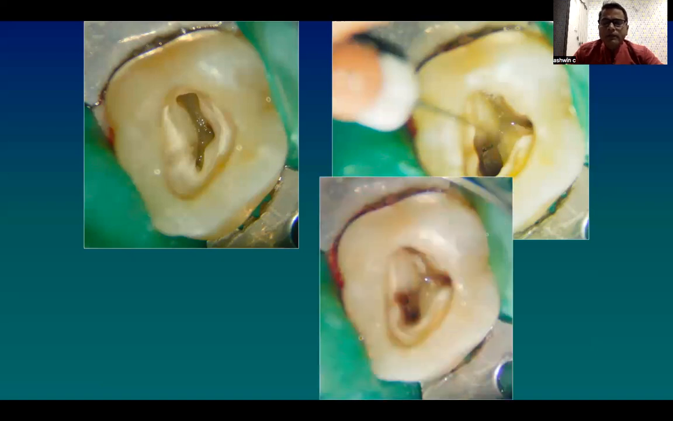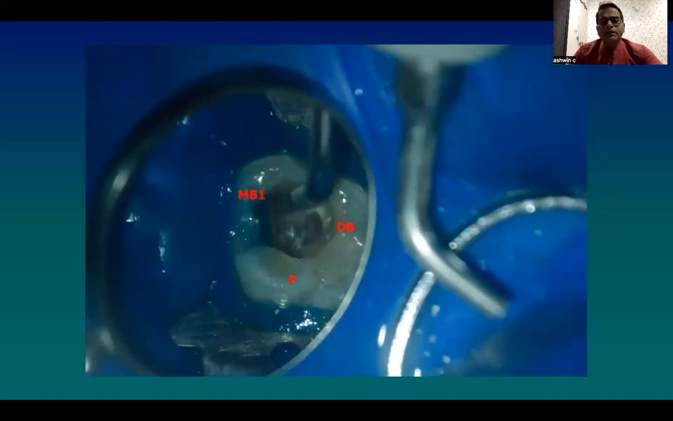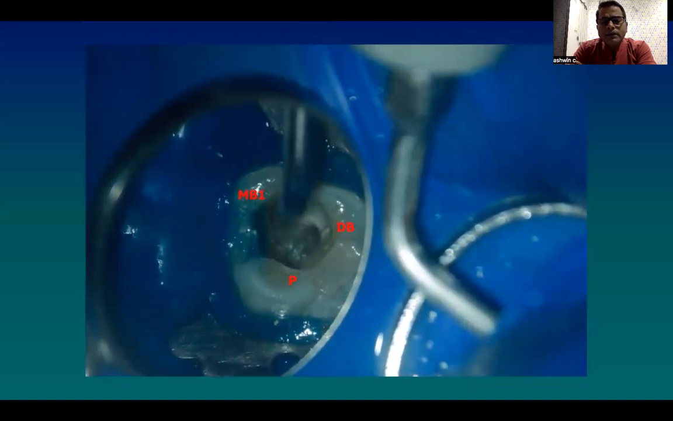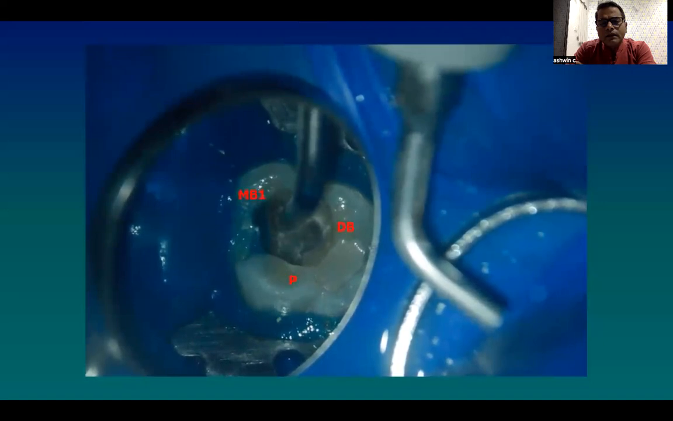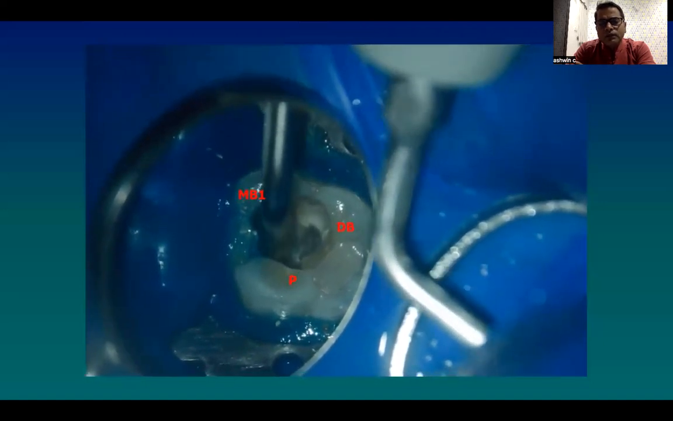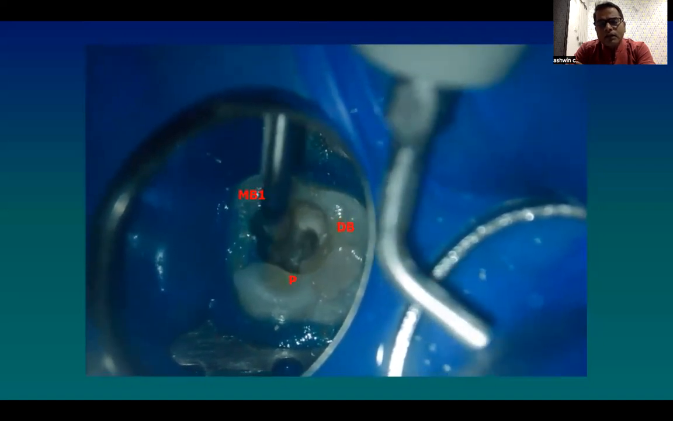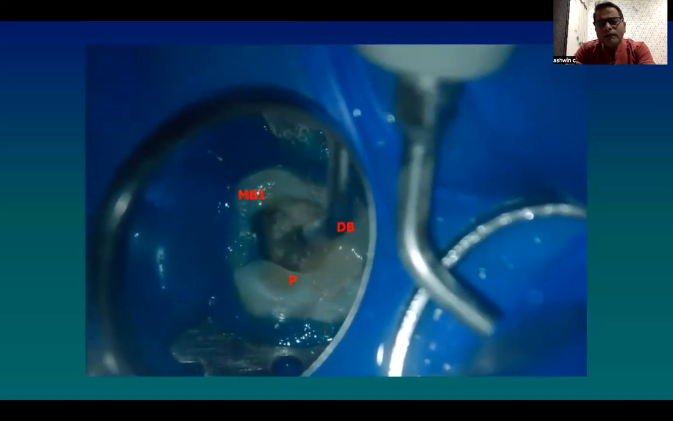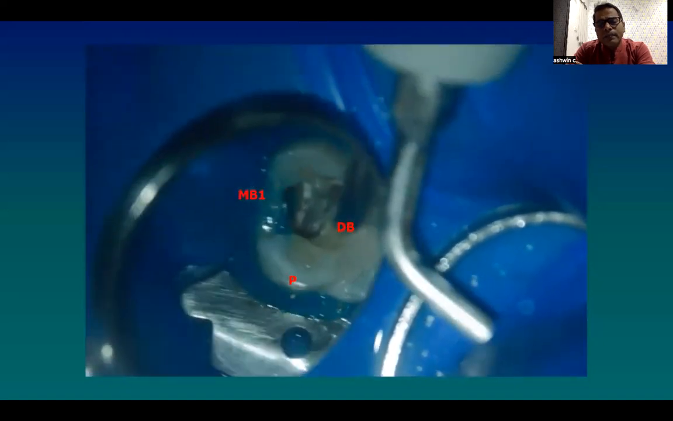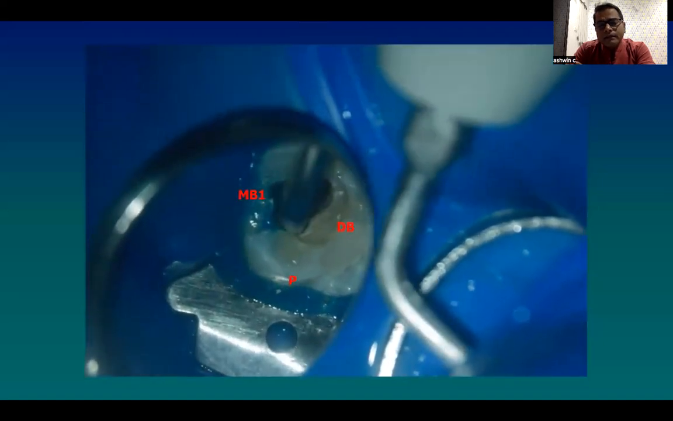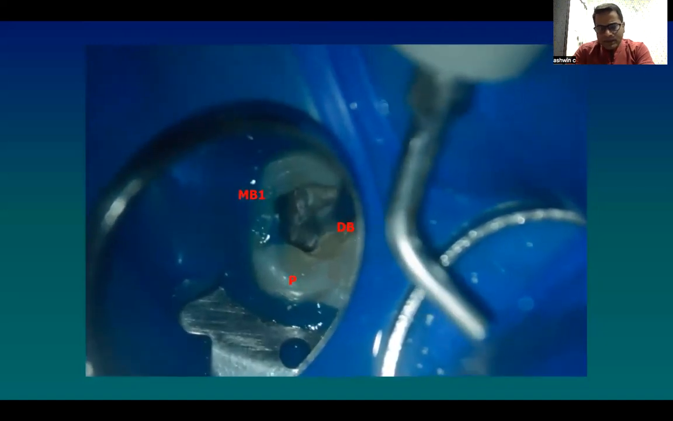See here, prepare it and finish our case. See, this is the case where I'm using an ultrasonic tip. This tip is from Dentsply. The tip is Startex number 2. Now see, I already got MB1, distobuccal and palatal. Now I am just exploring that particular area. Okay. And I'll irrigate it. See now, when I had found MB1, DB and palatal, I had prepared them a little.